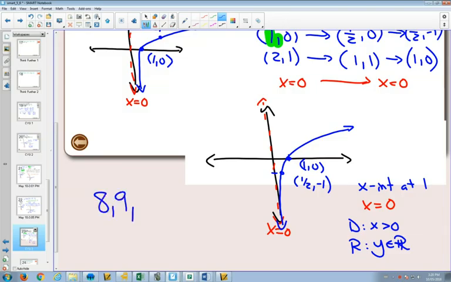Questions you can do for this one are 8, 9, 10, and 11.